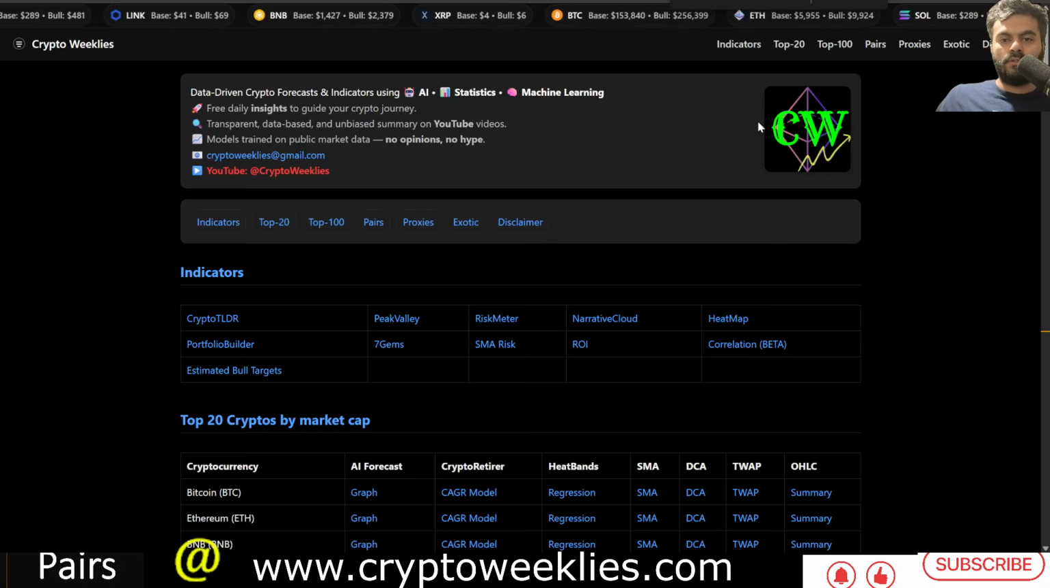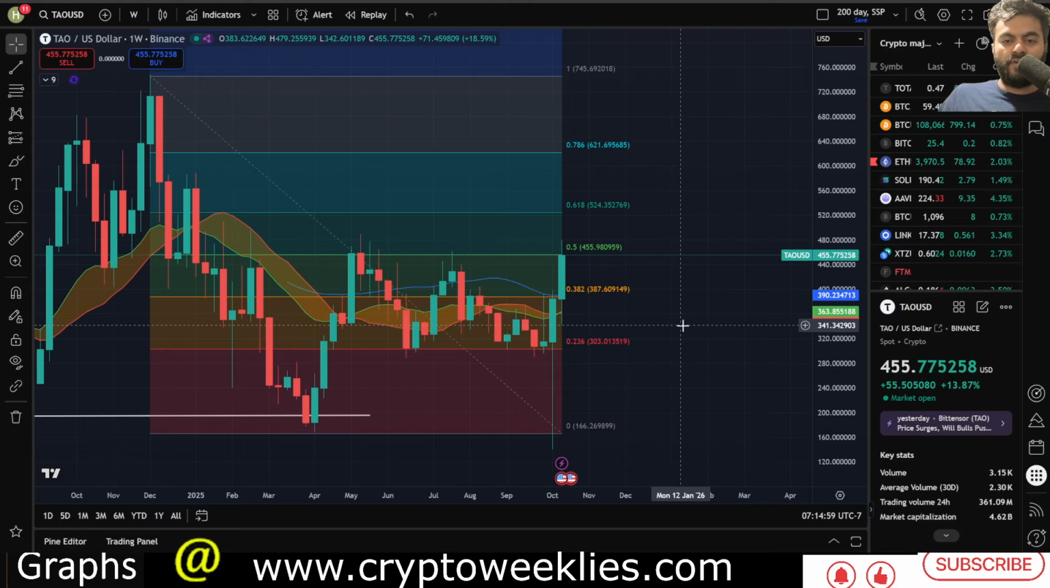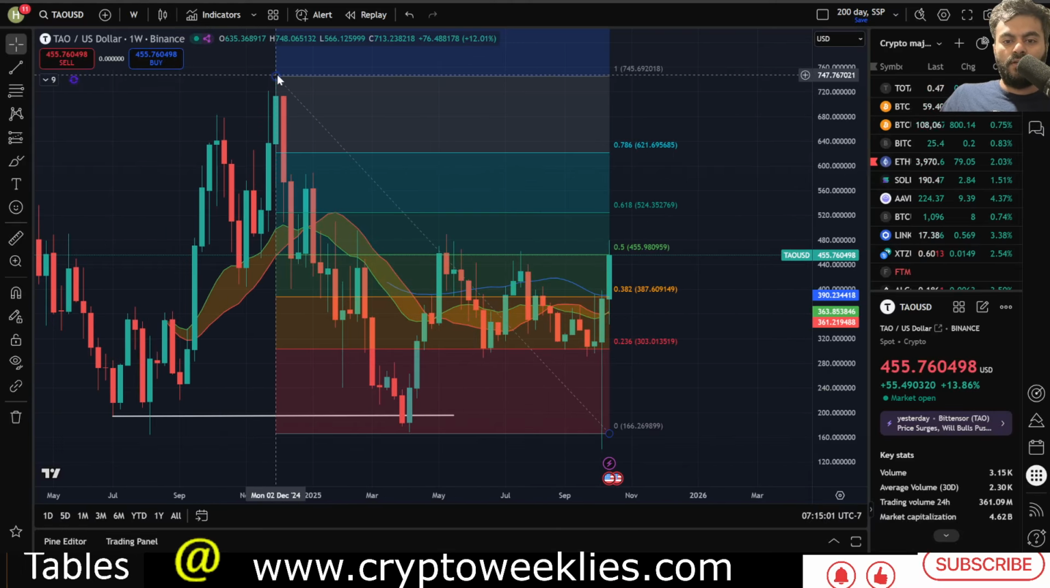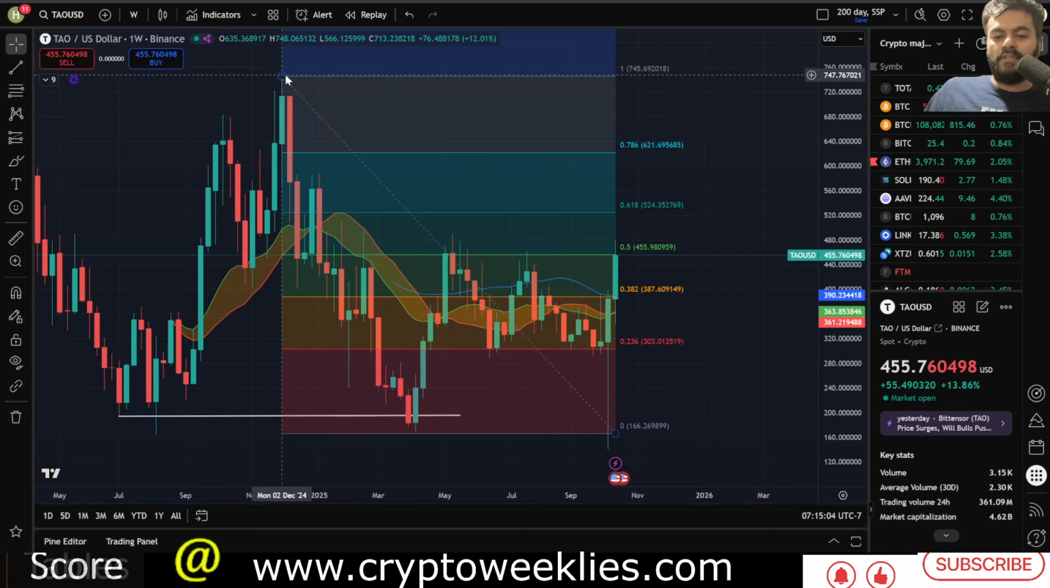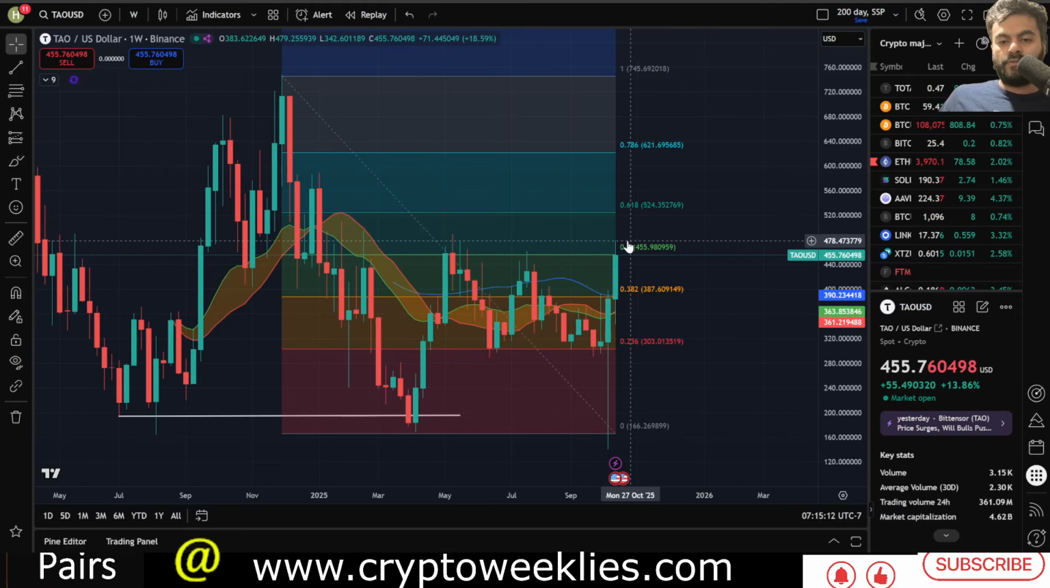Coming back to BitTensor again, now the price has rallied 13.5% over the last 24 hours. Still leader amongst its peers over the last 7 days, up by about 1.7%. The current price is coming in at around $455, drawn from the 2024 Fibonacci levels and the 2025 bottom that happened in April 2025. The price is coming close to the 0.5 Fib level at around $455.